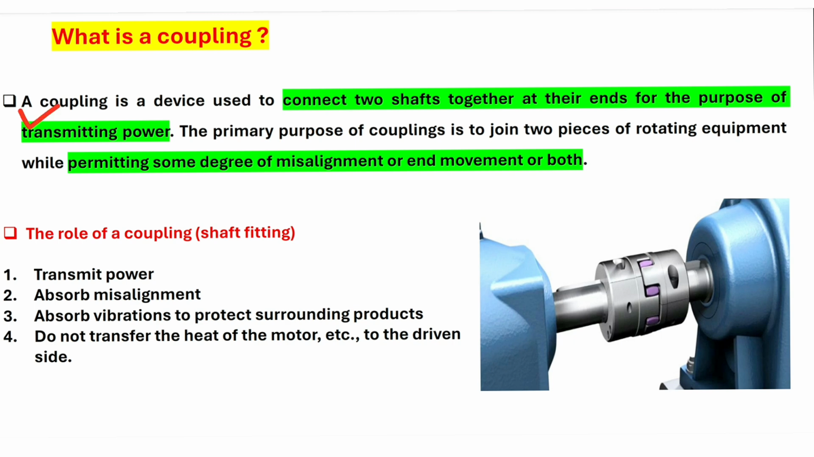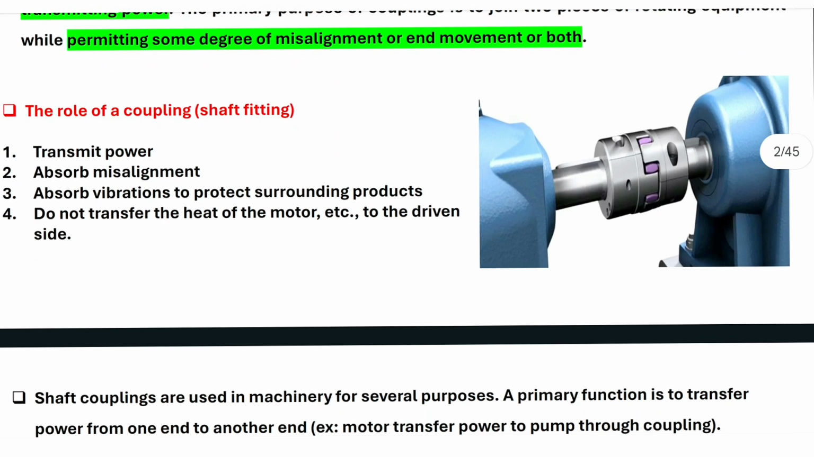A coupling is a device used to connect two shafts together at their end for the purpose of transmitting power. The primary purpose of coupling is to join two pieces of rotating equipment while permitting some degree of misalignment or end movement or both. Okay, the role of a coupling: shaft fitting. First is transmit power, second absorb misalignment, third absorb vibration to protect surrounding products, fourth do not transfer the heat of the motor etc. to the driven side.